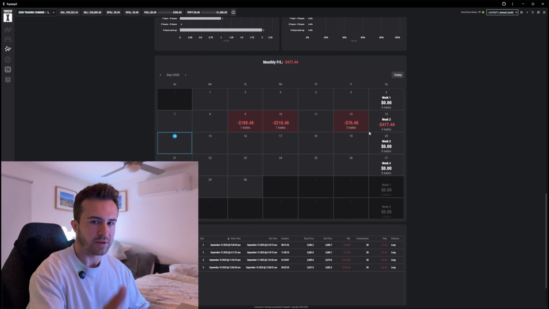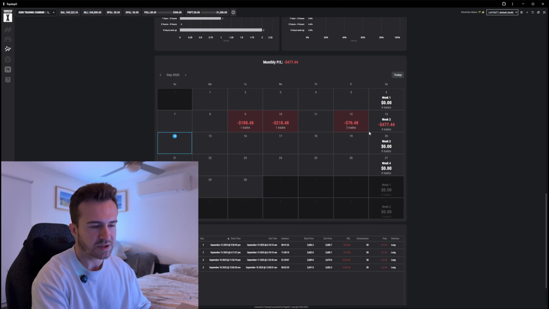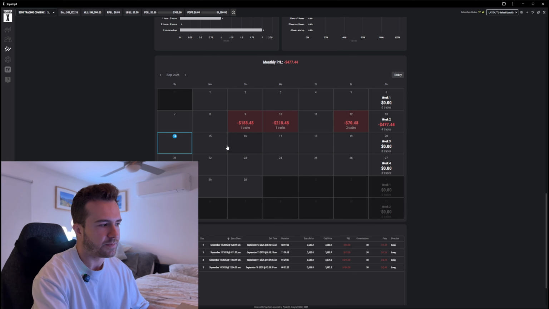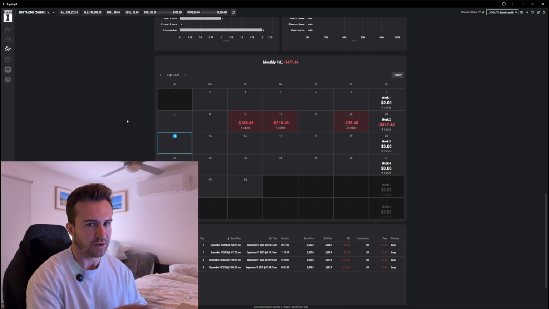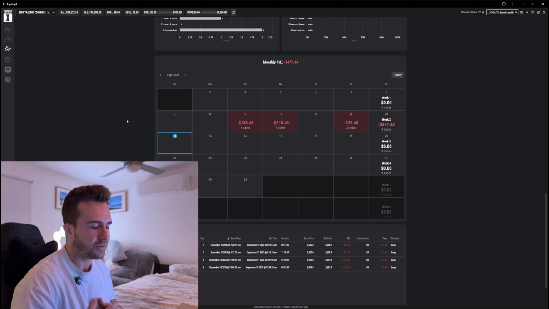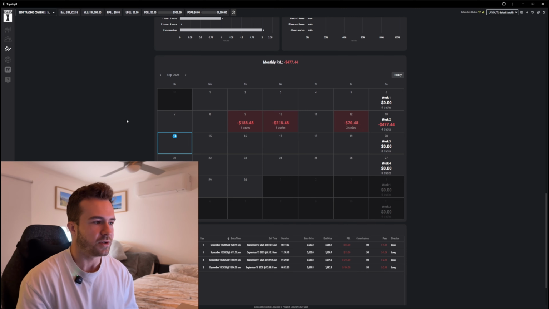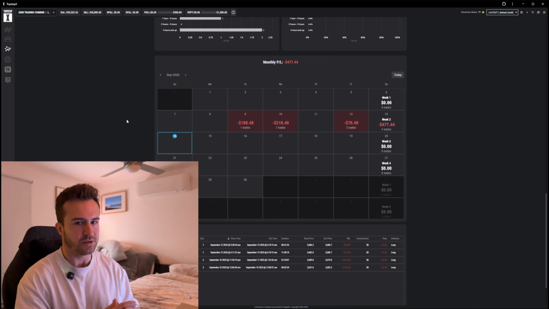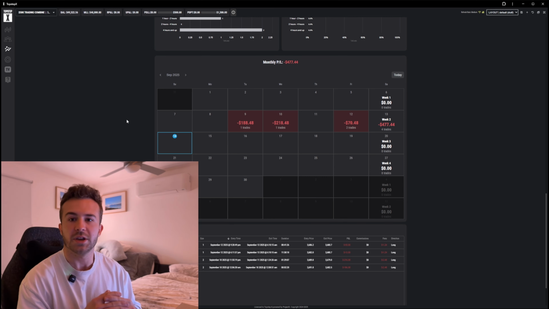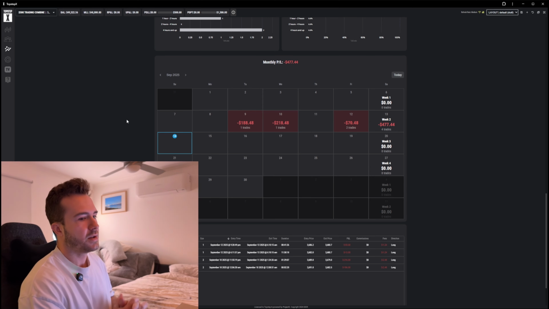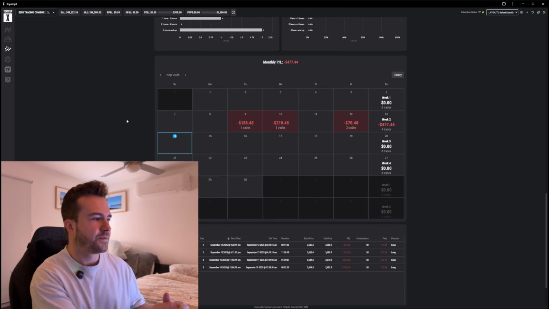So remember, my rule was maximum of $250 risk per trade. So we can see that I actually stuck to that rule. I didn't over leverage. I didn't lose more than $250 on any trade. So that's good. That's the first step to profitability, is not breaking your leverage rules, right? That's the first step. That's one of many.